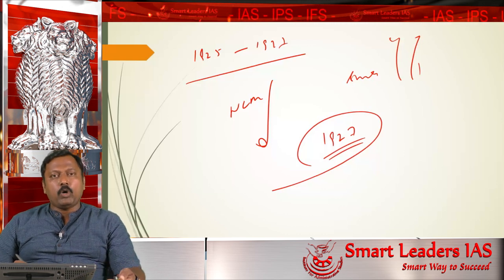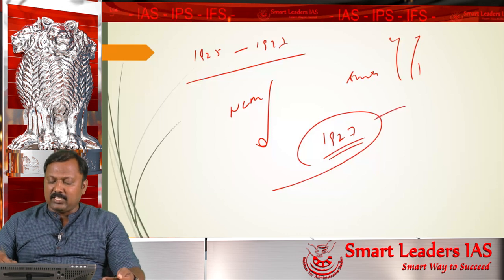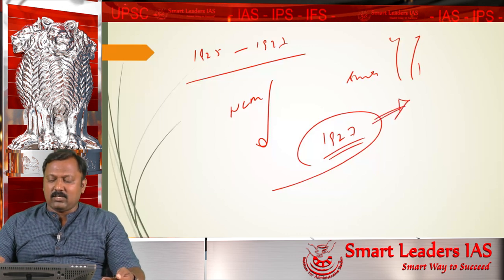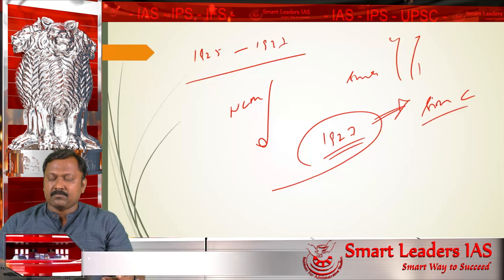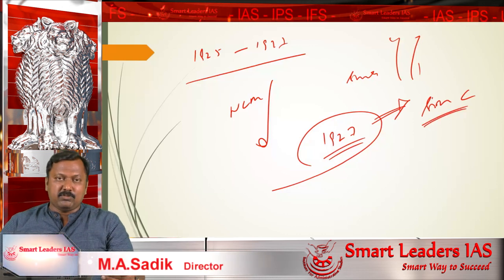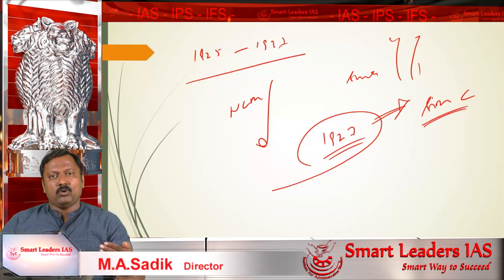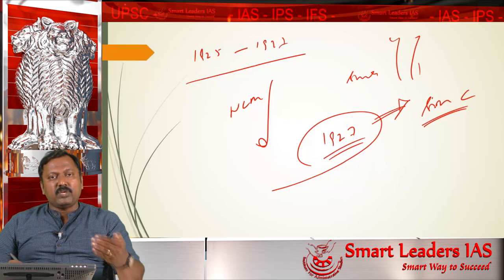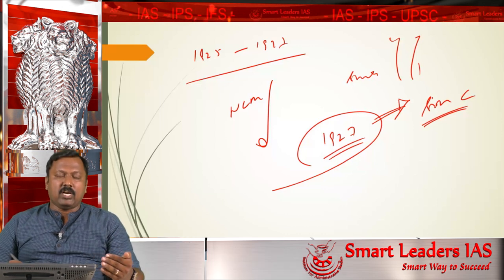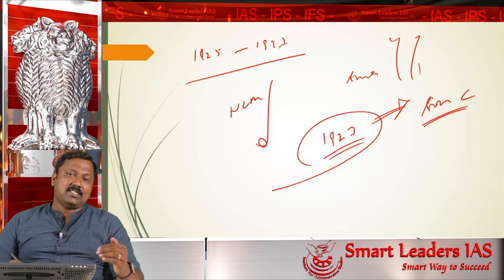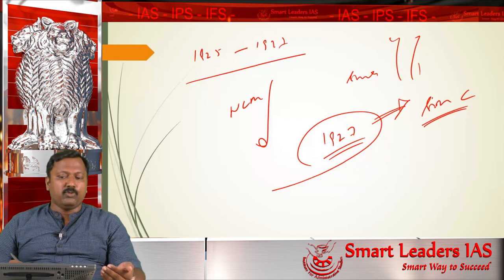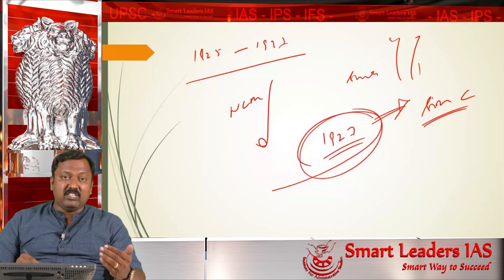So there was a hopeless situation which was existing, but this hopeless situation was broken by a very important event which happened in the year 1927, and this is called the Simon Commission. The Simon Commission was announced by the British government in 1927. So after 1927, different events happen which ultimately propel India towards the next phase of movement. So 1927 is a very, very important event.